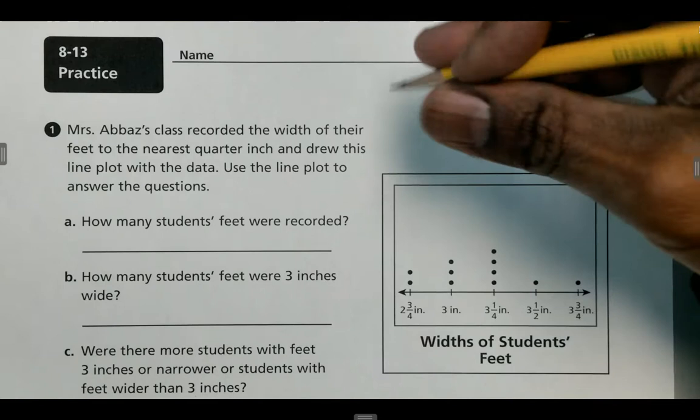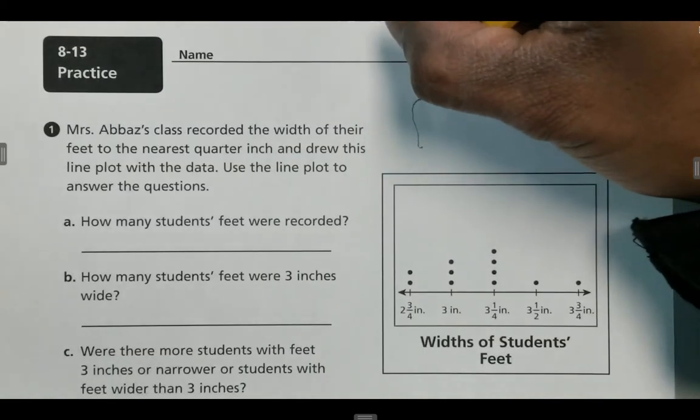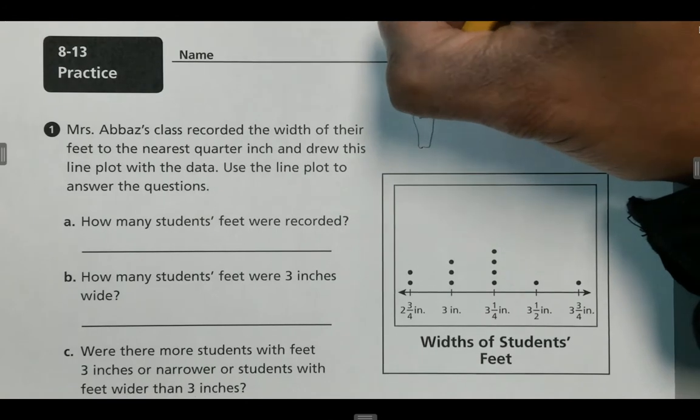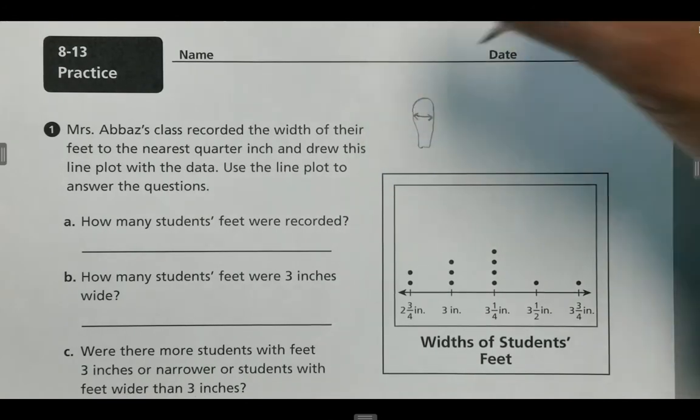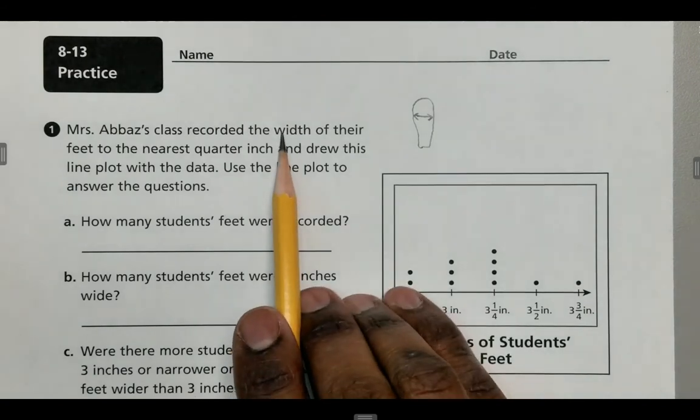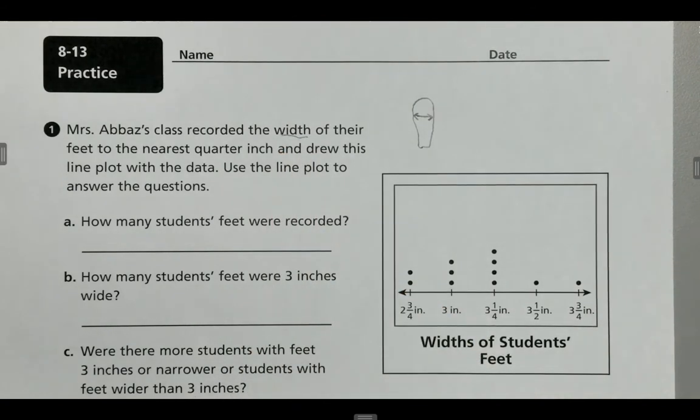And so, of course, first visualize the situation here. Let's say that this is your footprint. In this case, we're talking about measuring the width of your foot. And if you take a look at these different widths of students' feet, we can see that most of them came in at 3¼ inches, and then you had some below and some above that.